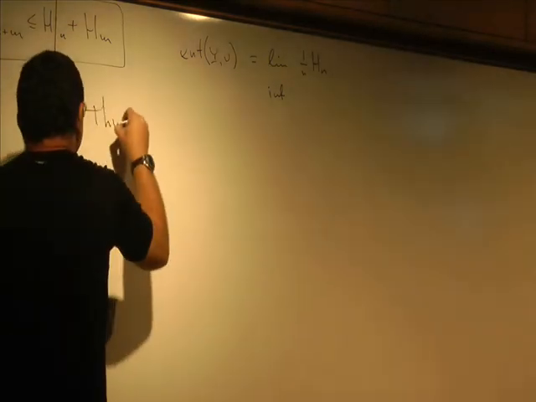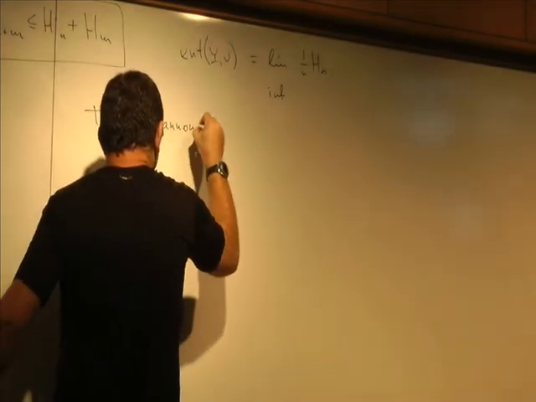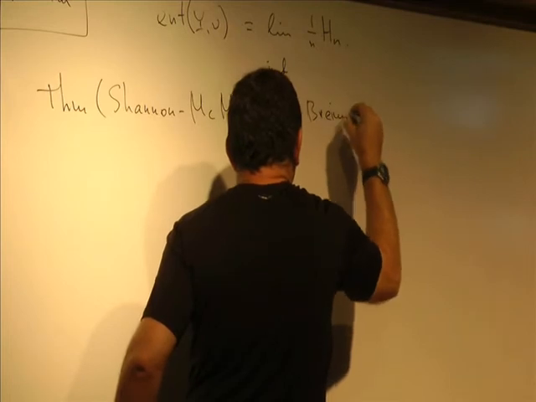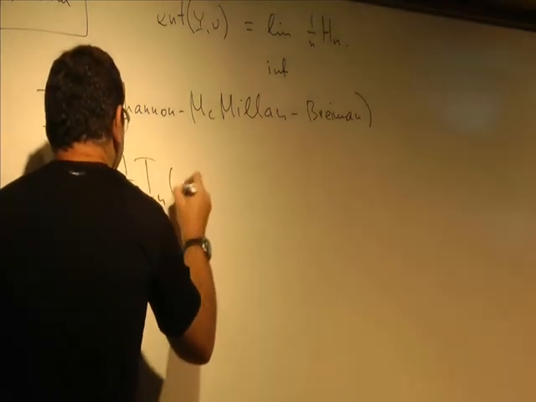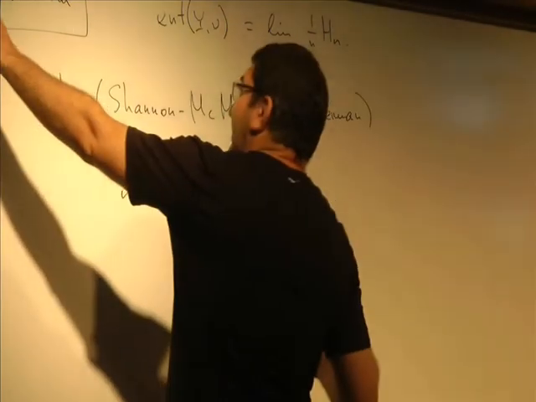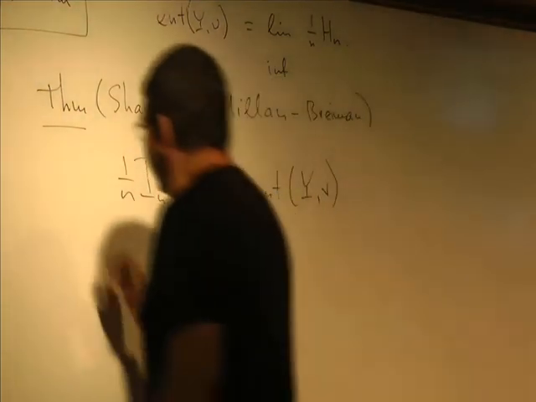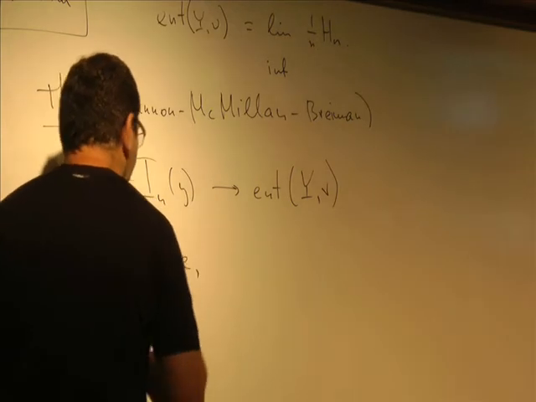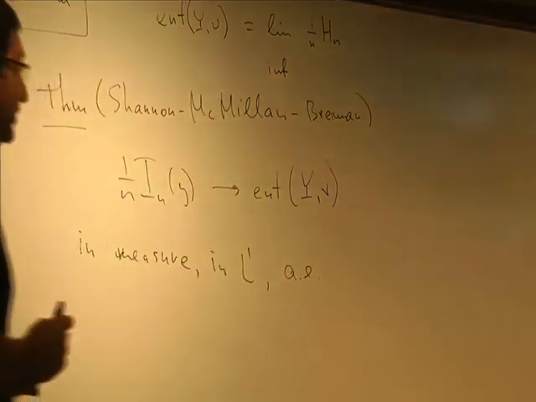Okay. And here is a theorem that we're going to take as a black box. It is the Shannon–McMillan–Breiman theorem. It says that 1 over n I_n(y) converges to this entropy, the normalized limit, to this number. The convergence is in measure. This was Shannon, in L1 and almost everywhere. And this is McMillan and Breiman, I think.